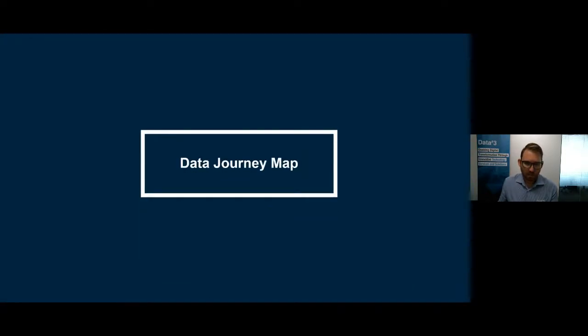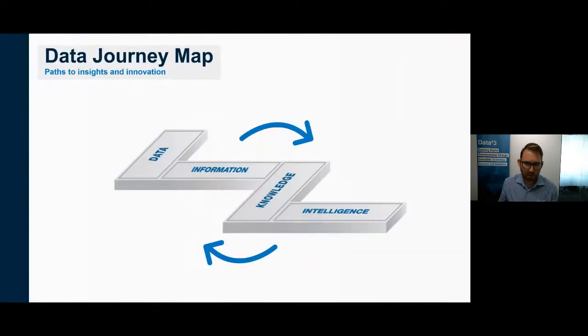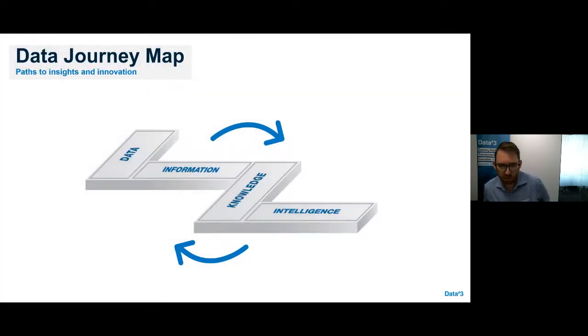So the data journey map is the framework we use at Data3 to think about where you are in your journey with data. And we consider the four paths of data, information, knowledge, and intelligence, and the capability and maturity in each of those areas.